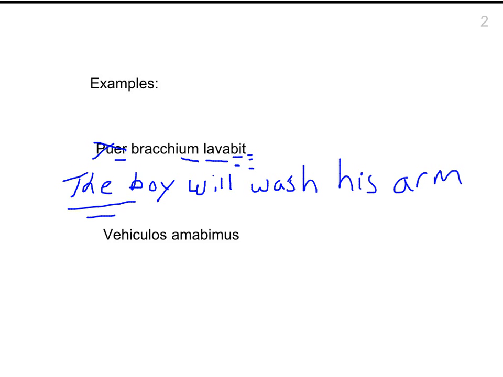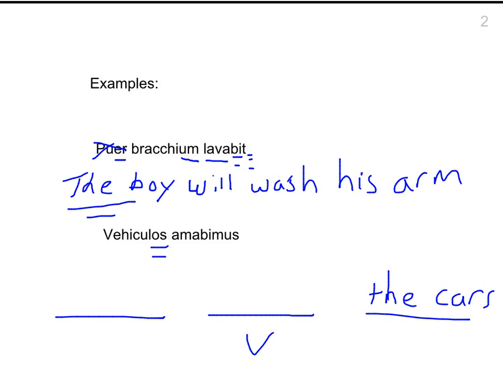Vehiculos is a modern day Latin word that means car or vehicle, as you might guess. This OS, again, tells me that it is an accusative noun. It's going to be the direct object. So something, we don't know what yet, is going to verb. We don't know that either. The cars. Something verbs the cars.